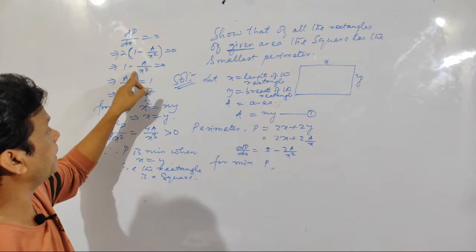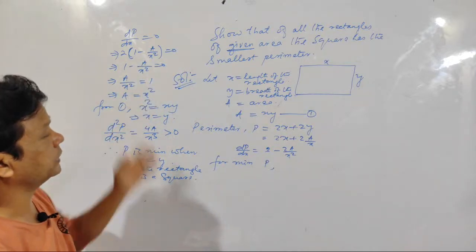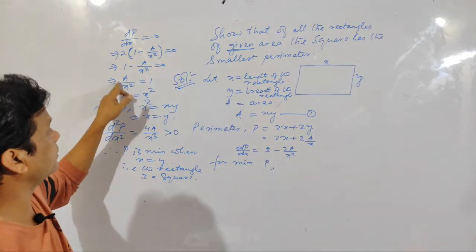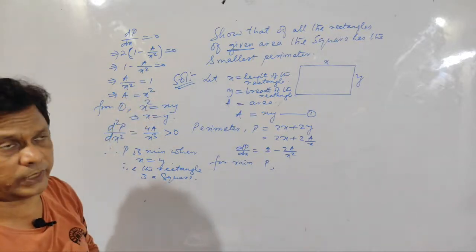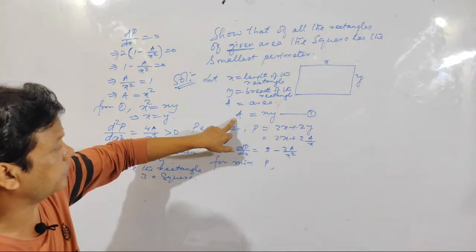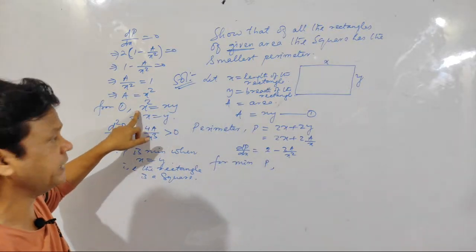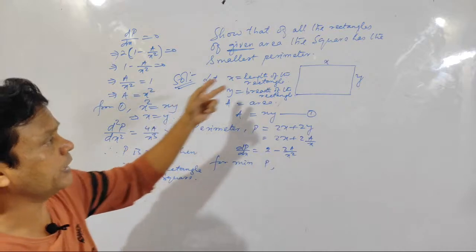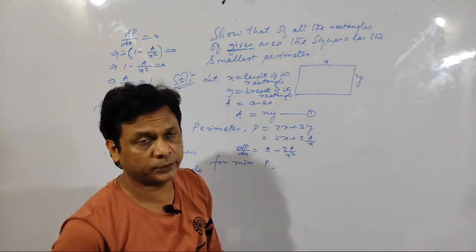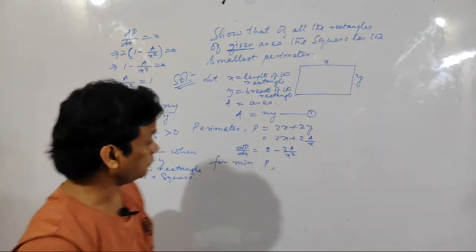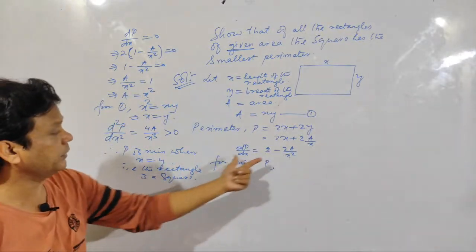So take A by x square to the other side. So A by x square is equal to 1. That means A is equal to x square. So put here A is equal to x square. So x square is equal to xy. Cancel out x from both sides. So x is equal to y. x is equal to y means the rectangle is a square because length is equal to breadth. Clear? Now find the second derivative.